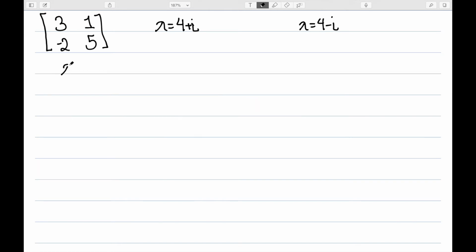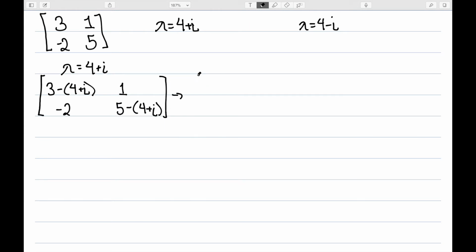Now let's find eigenvectors. So let's start with the 4 plus i. We need to subtract this from the diagonal. So we have 3 minus (4 plus i), 1, negative 2, and 5 minus (4 plus i). This is going to simplify to negative 1 minus i, 1, negative 2, and 1 minus i.